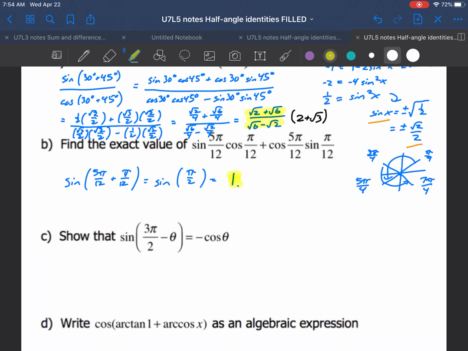Last one. Let's see. Show that sine of 3 pi over 2 minus theta is equal to negative cosine theta. So, okay, hopefully not too bad. This, we've got to use an identity. This is sine of a difference.